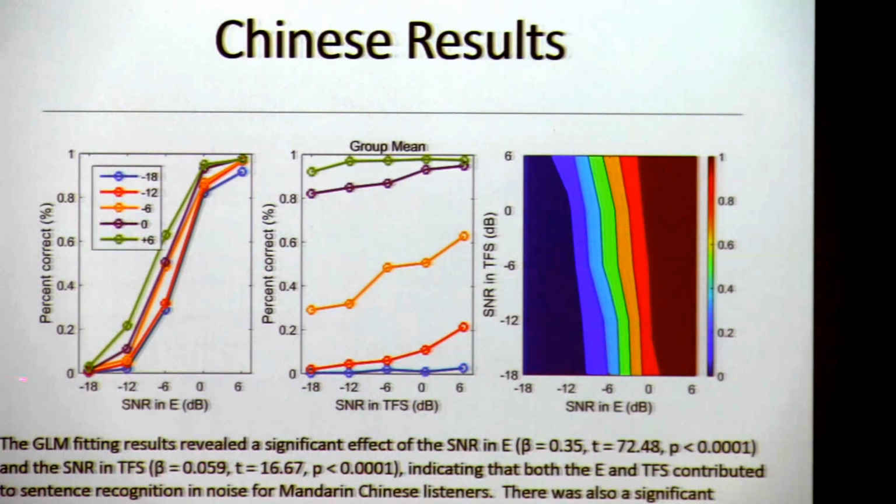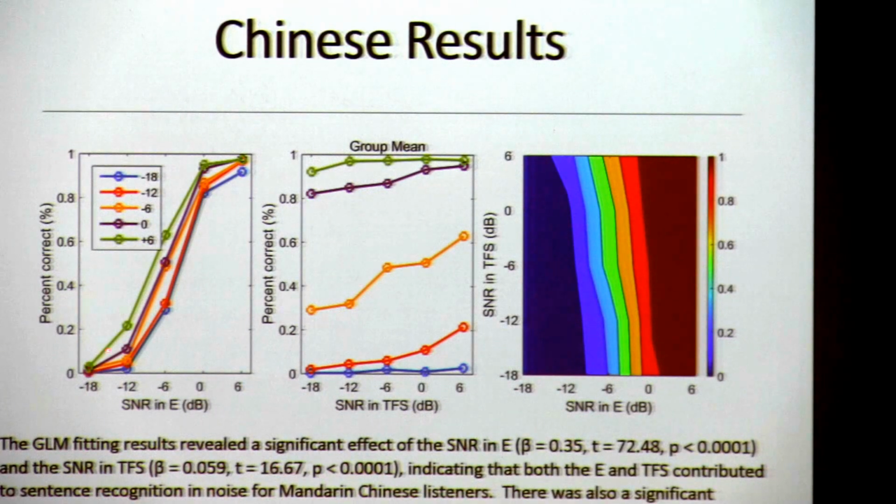So if we just pay attention to this first graph, as we can see, when the envelope is very poor, sentence recognition scores are almost next to 0. It's nearly impossible to understand what's being said. However, as we gradually increase the envelope SNR, the sentence recognition scores increased by leaps and bounds.